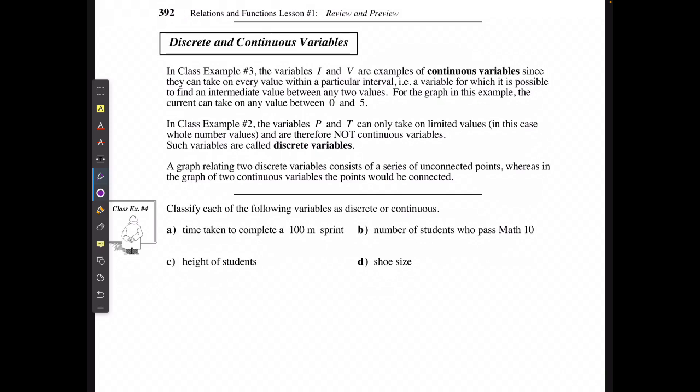So if it says time taken to complete a 100-meter sprint, the time changes gradually and the distance changes gradually. This is continuous. The number of students who pass M10C, well, I can only have exact numbers, and it has to be whole numbers, so this would be considered discrete.